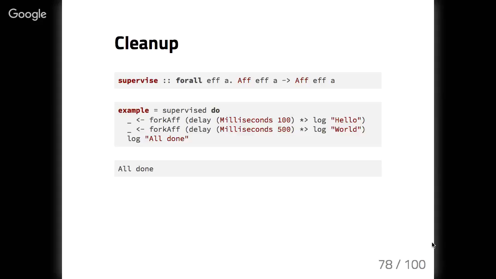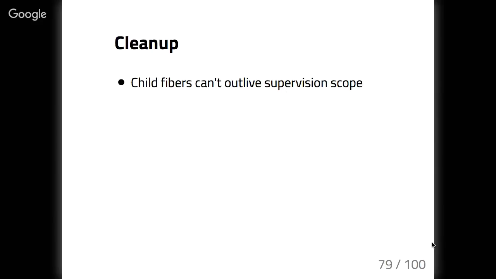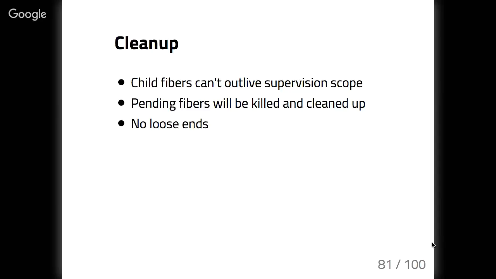Exactly. So supervise is an aspect of easy bookkeeping. We don't want to have to deal with all of this manual bookkeeping for stuff. So child fibers can't outlive the supervision scope, and the pending fibers will be killed and cleaned up, so you don't have any loose ends.